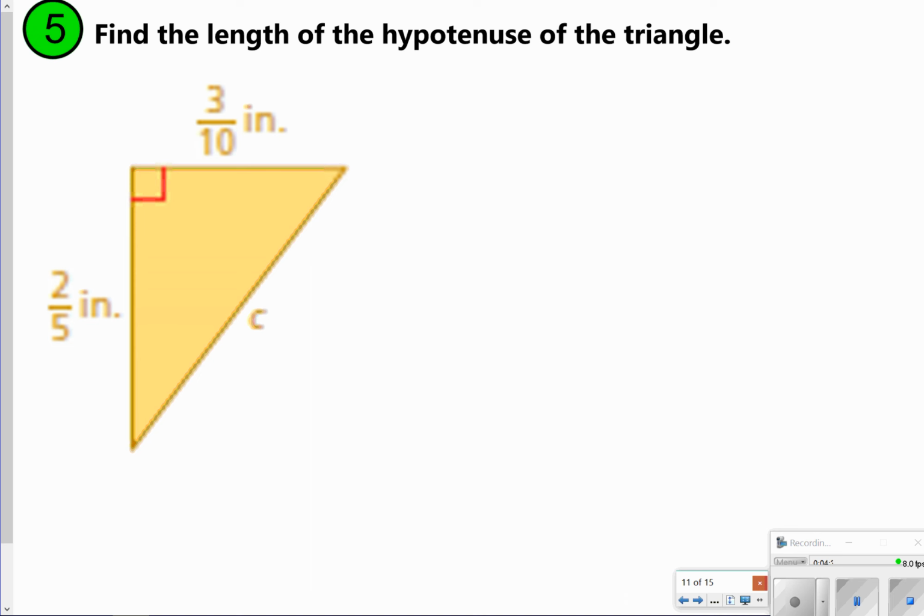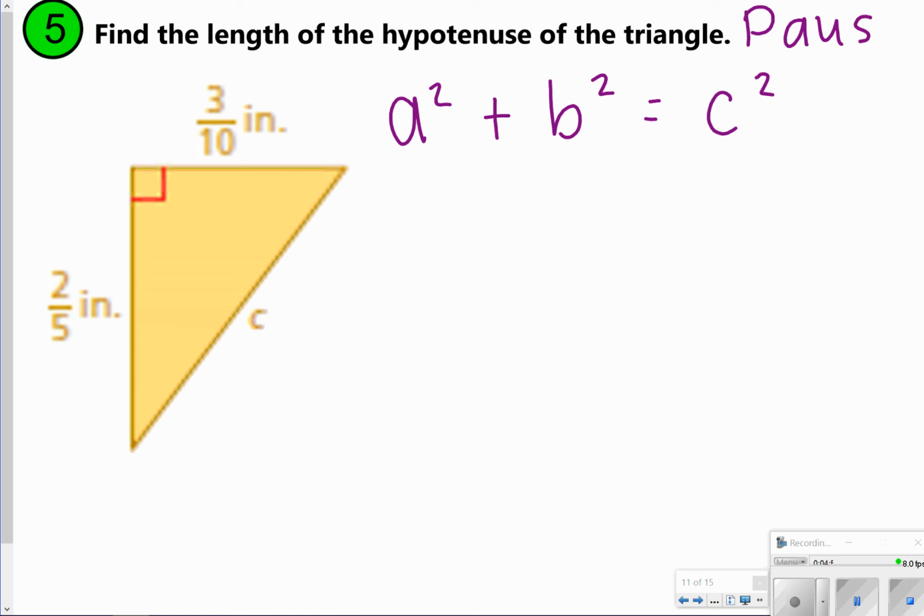Okay? This next one is a little bit interesting. It is still done the same way. I am going to go ahead and give you time to try it. It's still with the Pythagorean theorem. A squared plus b squared is equal to c squared, except now you have fractions, okay? Just make sure that your final answer is simplified. Go ahead and take time now to pause the video here, try it, and once you're done, click play.